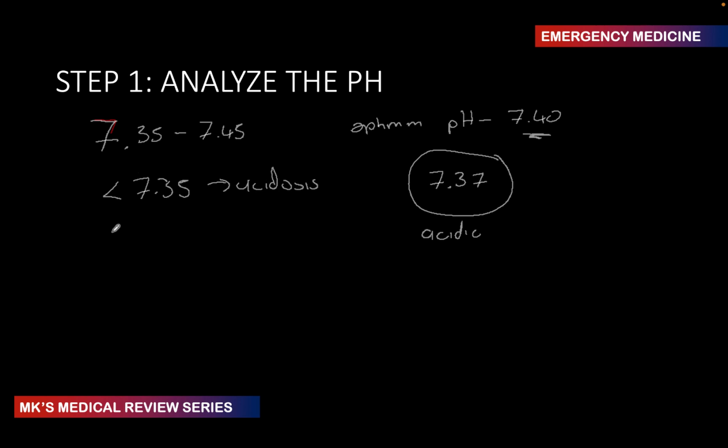Then if the pH is greater than 7.45, we're going to say that this person has an alkalosis. So that's the first step. Just look at the pH, determine whether the pH is an acidosis or an alkalosis, because remember that there will be some compensation to take the pH closer to normal. The ideal or optimum pH that you're going to be looking at is 7.40.